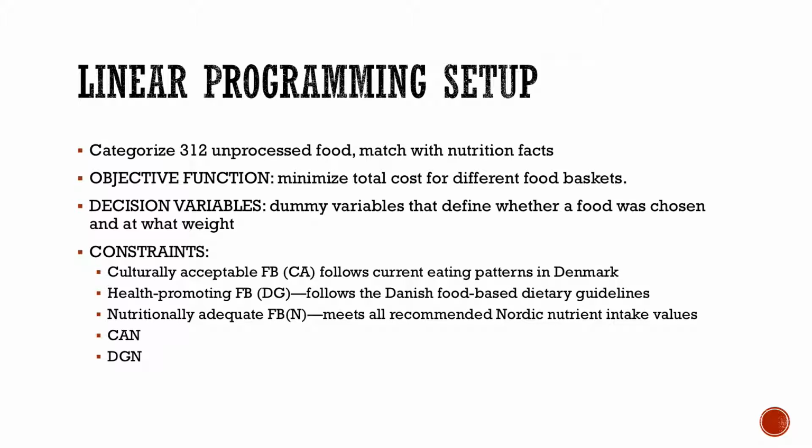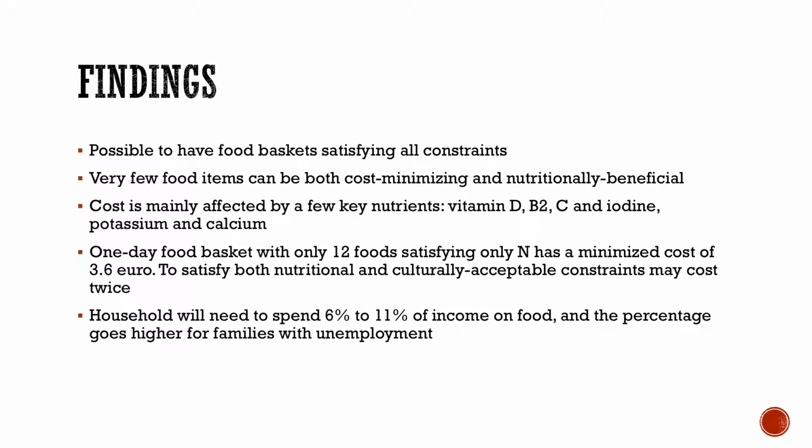The 5 constraints are culturally acceptable food baskets for Denmark population, health-promoting food basket, nutritionally adequate food basket, the combination of CA and N, and the combination of DG and N. LP is used to construct 5 different food baskets under these constraints. The study found that it is possible to construct food baskets satisfying all constraints.